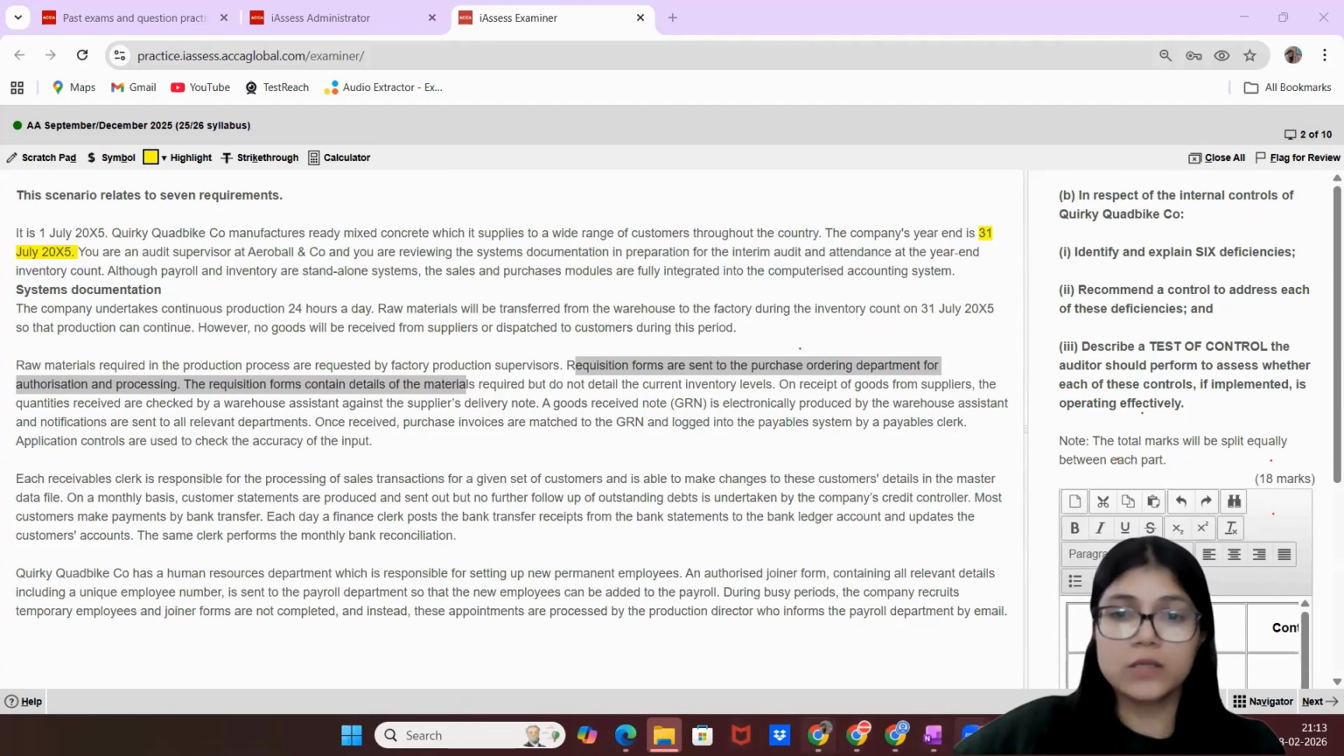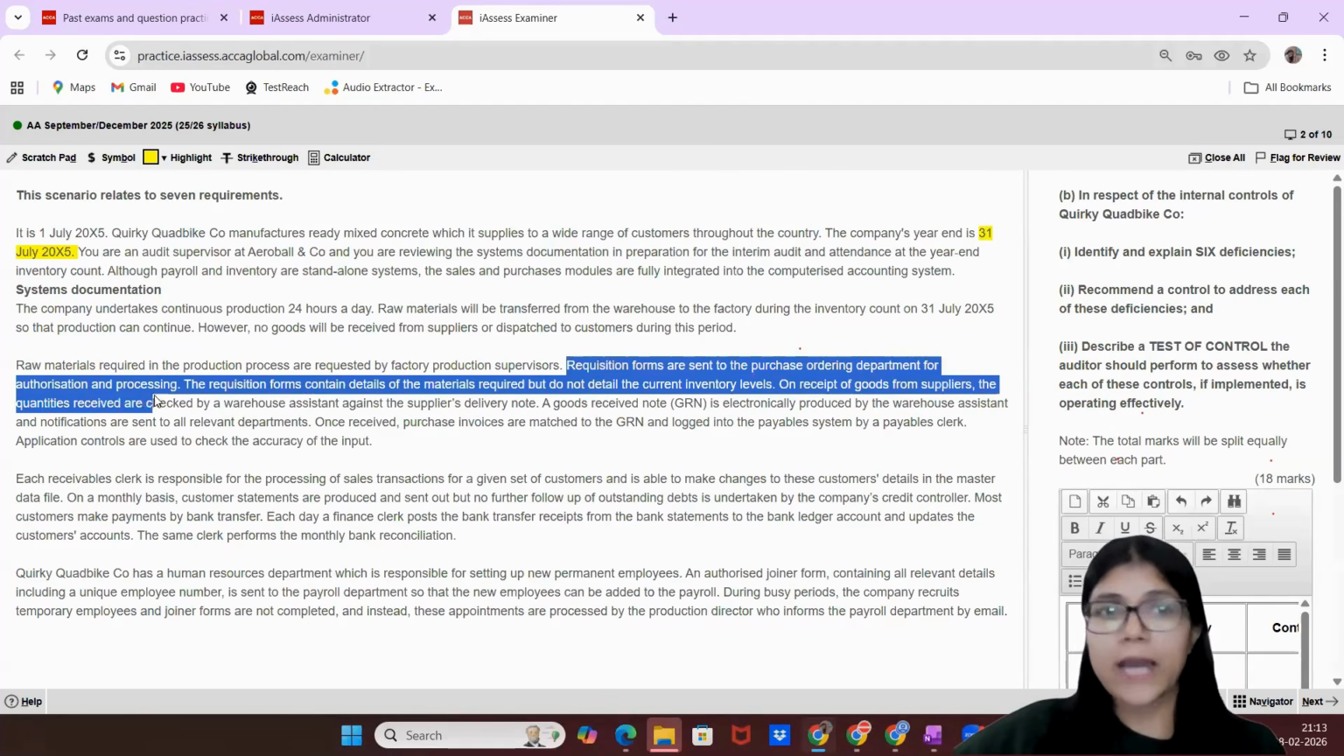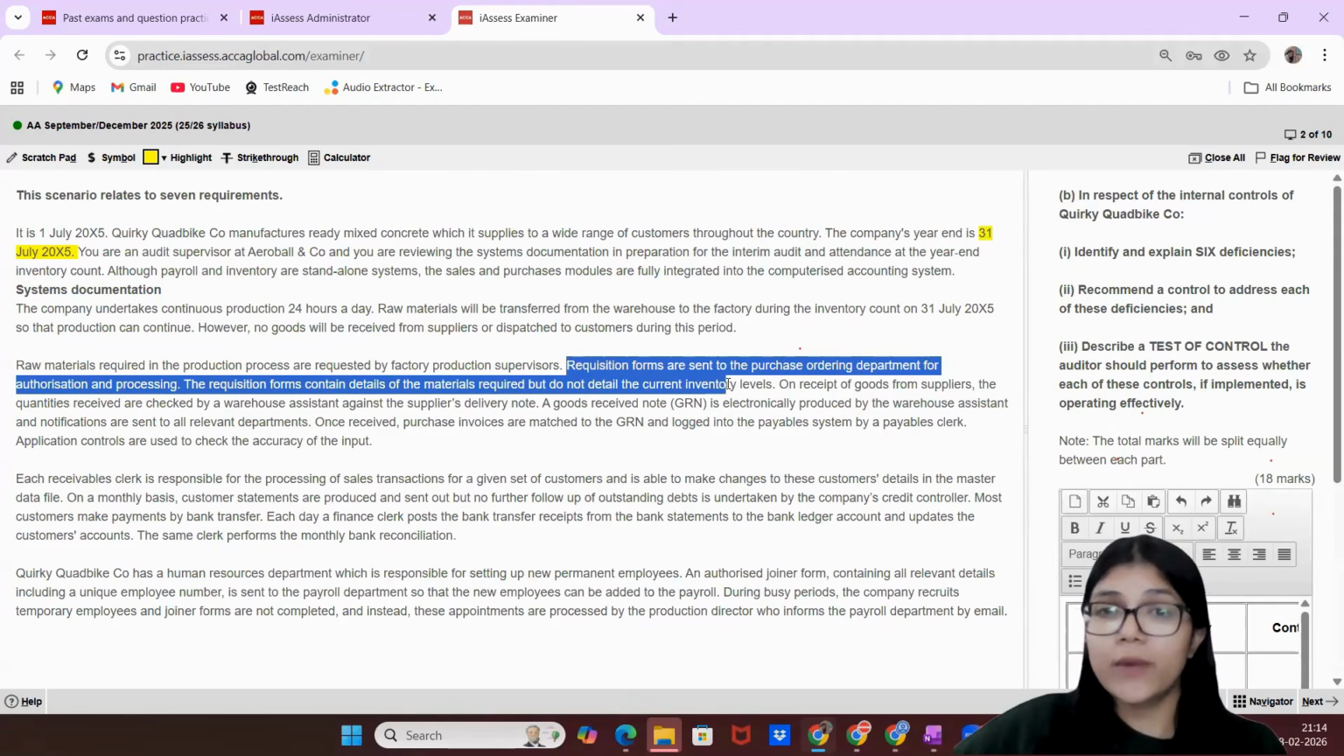So let's continue. Requisition forms are sent to the purchase ordering department for authorization and processing, because they are the ones, as I told you people, who are going to process and send it ultimately to the suppliers. The requisition forms contain details of the materials required, of course, but do not detail the current inventory levels. Okay. Is it a problem, guys, if they are not having the current inventory levels, or is it okay?